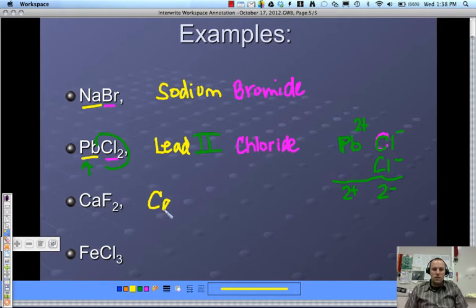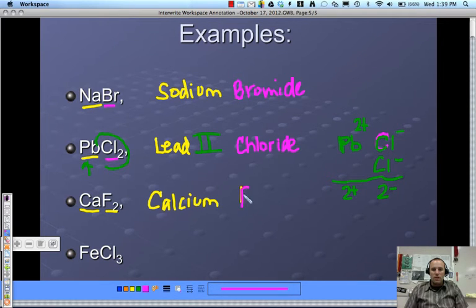Okay? All right, let's look at the next one. CaF2, calcium. Does calcium require a Roman numeral? Nope, because calcium is in the second column. Okay? So then we've taken care of calcium, no Roman numeral necessary. What's F?